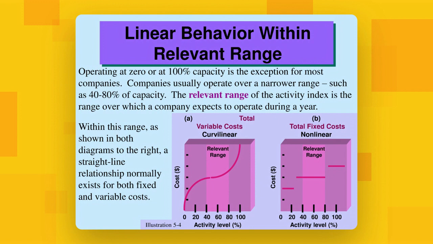Operating at 0 or at 100% is the exception for most companies. So companies usually operate over a narrower range. Therefore, relevant range is the activity range over which the company expects to operate during the year. So just a graph to show how the curvilinear and nonlinear will respond as part of your relevant range. Alright.